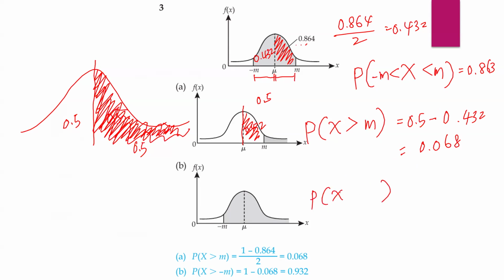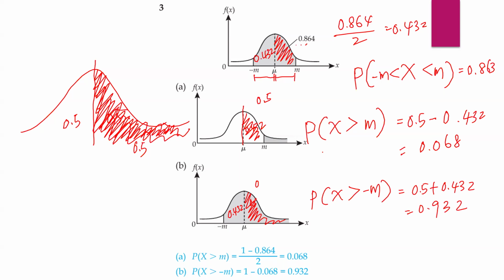Okay, so check the value over here. He wants the value X greater than negative m. So this must be greater than 0.5 because here the probability is already 0.5. So what we need is to find out this one. What we know is this is 0.432. So it is 0.5 plus 0.432, I get 0.932.